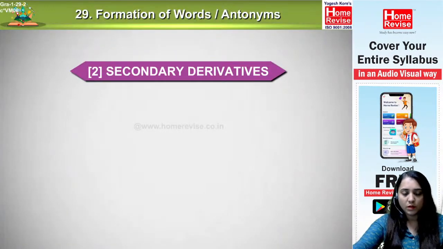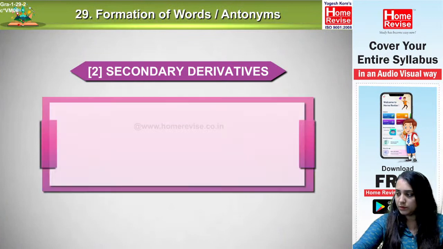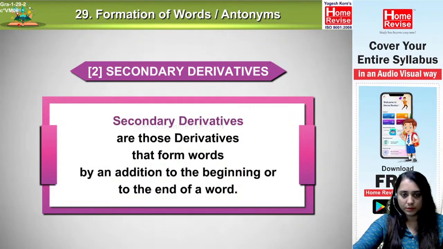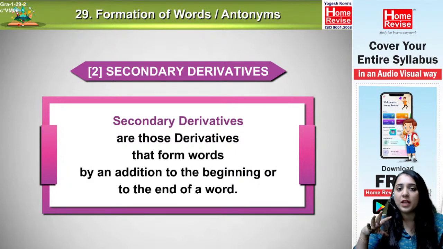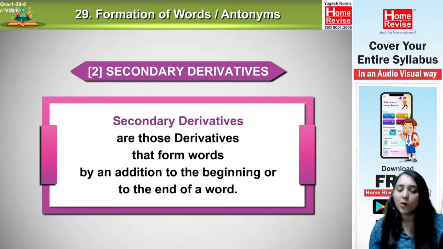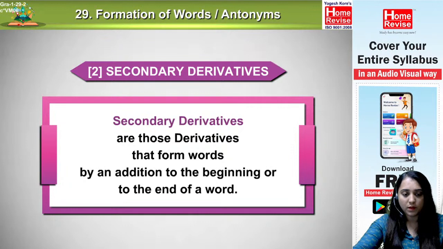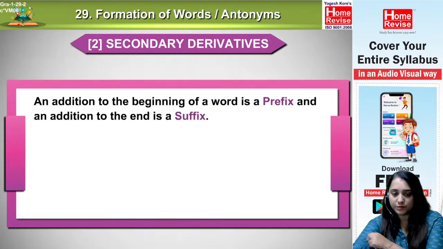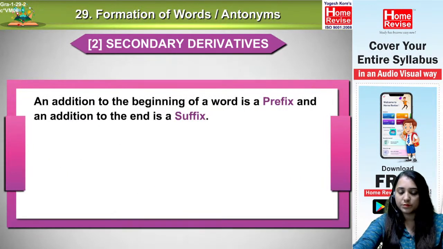2. Secondary derivatives. Secondary derivatives are those derivatives that form words by an addition to the beginning or to the end of the word. When you add something to the beginning of the word, or to the end of the word, we call it a prefix and a suffix. Please pay attention. An addition to the beginning of a word is a prefix, and an addition to the end of a word is called a suffix.